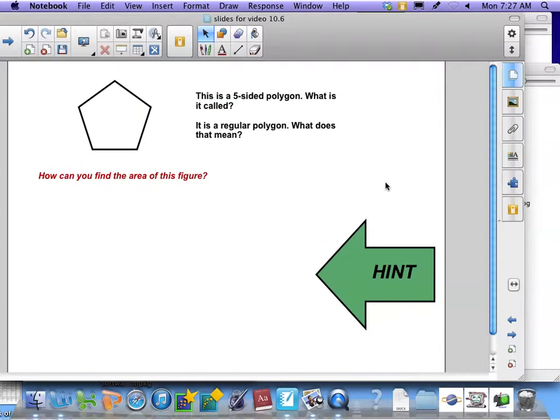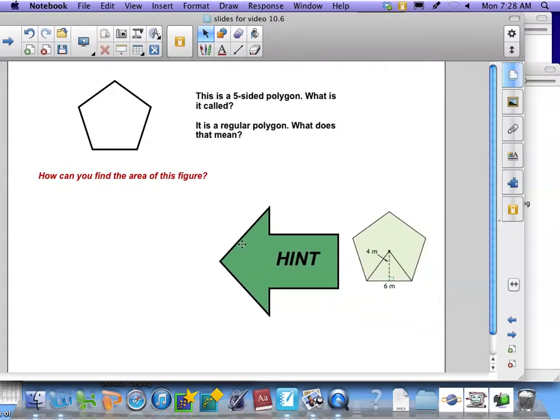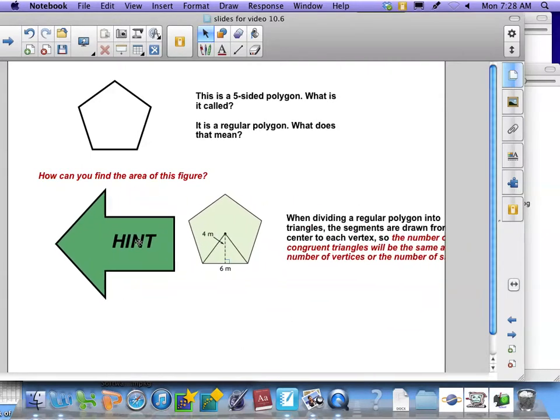Okay, so this is a five-sided polygon. It's a pentagon, and it's a regular pentagon, so all the sides are the same length. Now, how could you find the area of this figure? We don't have a formula to find the area of a pentagon, so what you can do is divide it into some shapes you're familiar with. Okay, let's take a look at what that means.